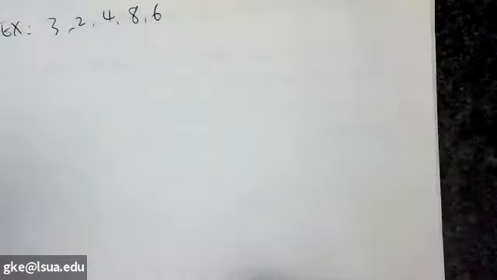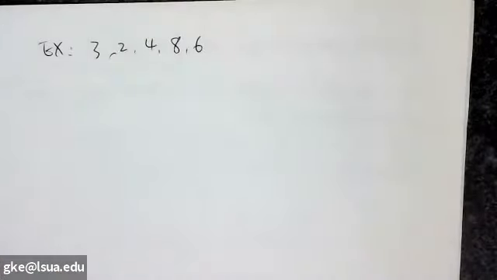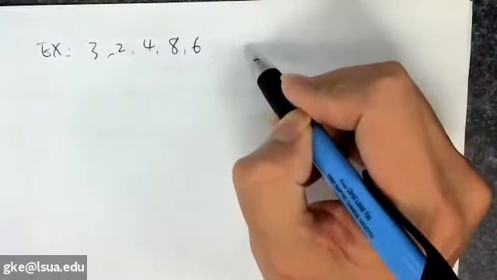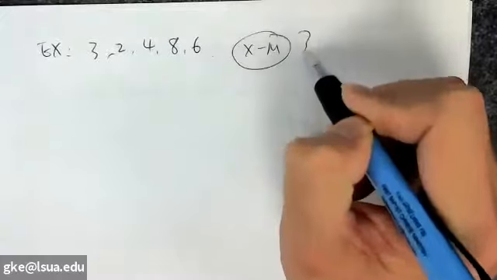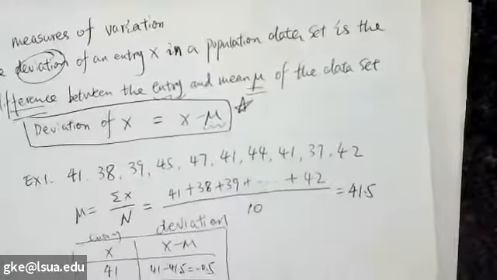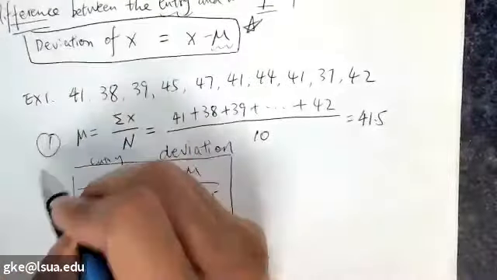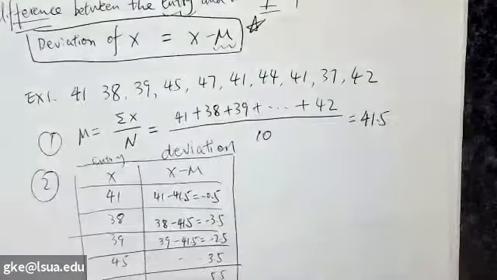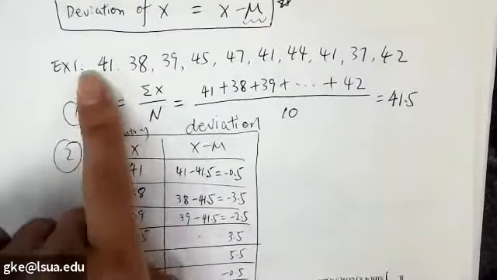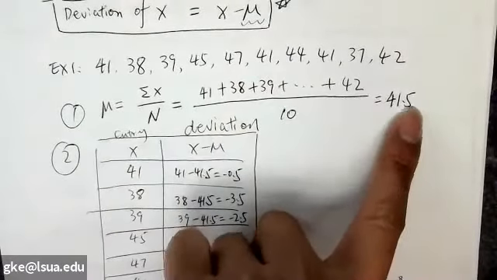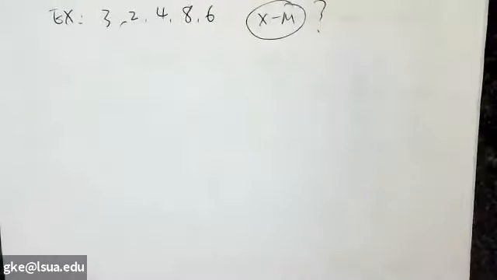Okay, now I gave you this data set. We have 5 numbers: 3, 2, 4, 8, 6. And I want you guys calculate the deviation for me. Just follow the steps I gave to you. The first step, calculate the mu. The second step, list the table. The first column is entry, and then the second column is x minus mu. This entry subtracts this mu. That's it. Okay. Try it.